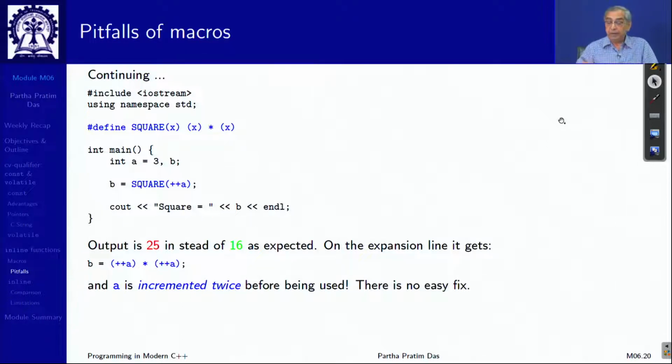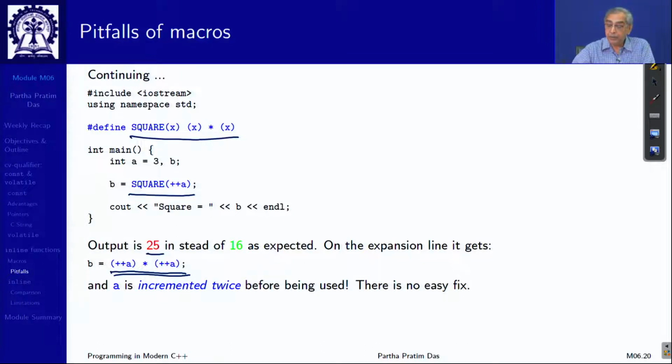I have the same, now I have the corrected macro, and I invoke it by plus plus a. What do I expect? 3 plus plus a is 4. So, I will get 16, but try this, you will get 25, because you get this as a replacement code. So, instead of 1 plus plus, there are 2 plus pluses, 2 pre increments. So, 3 gets 4, 4 gets 5, and then 5 gets multiplied by 5 gets 25, and it is not easy to fix by writing a macro in this way.